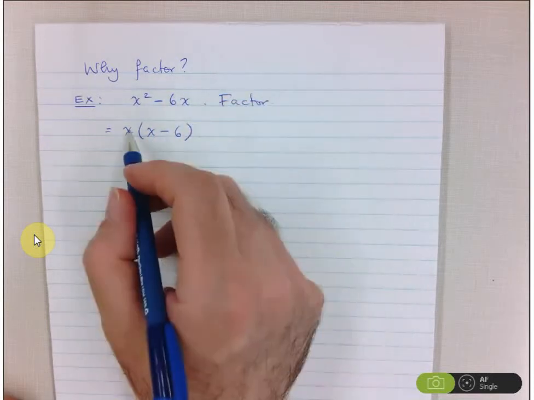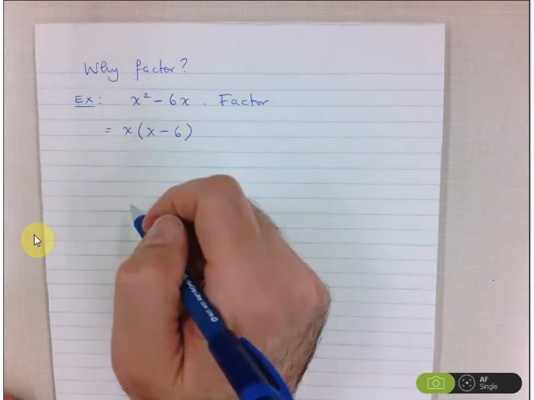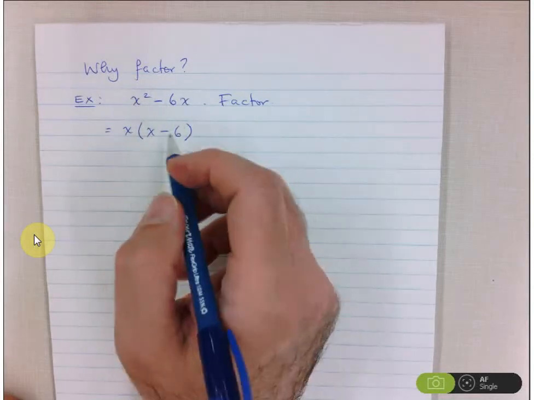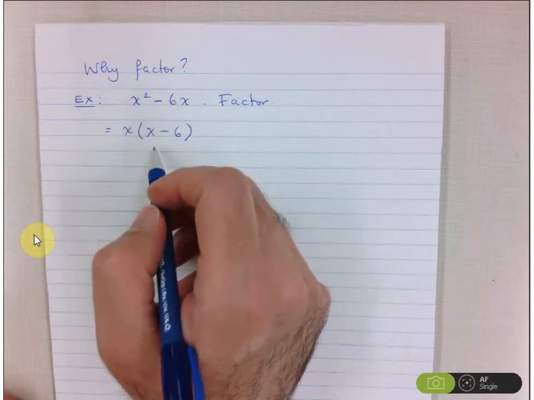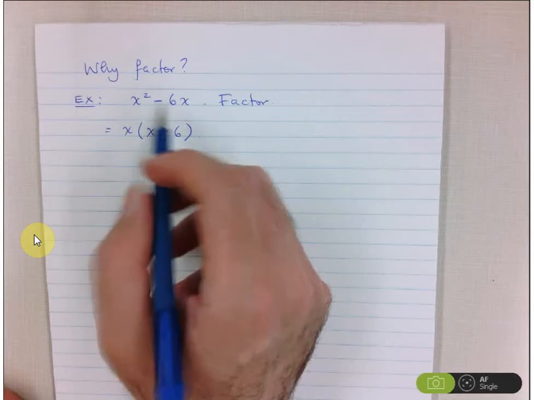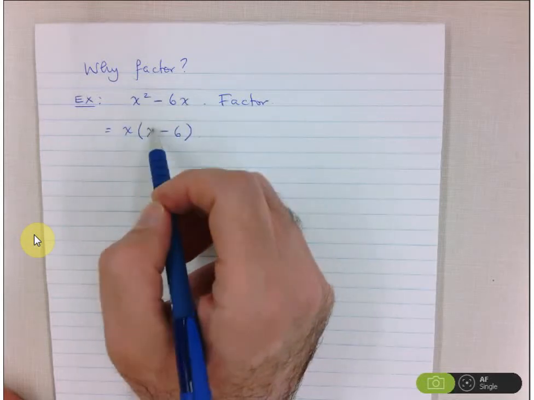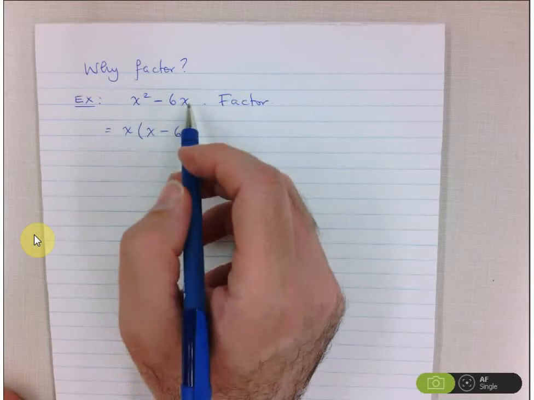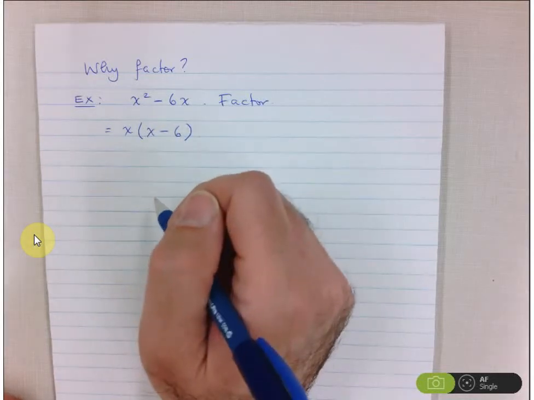Okay, and we can do a quick check. x times x squared, x times negative 6, negative 6x. So we've managed to write this polynomial as the product of two other polynomials. So we've factored it. The question is, why do we do this? You'd almost say that this expression here was actually the simpler one of the two. So why in the world would you write something in a more complicated way? So that's what we're going to try to answer today.